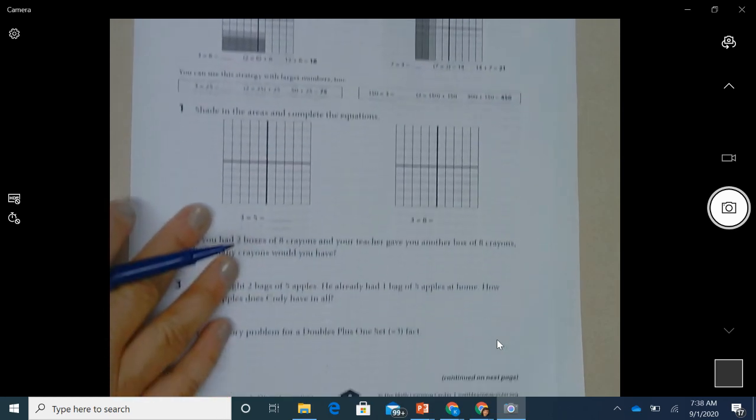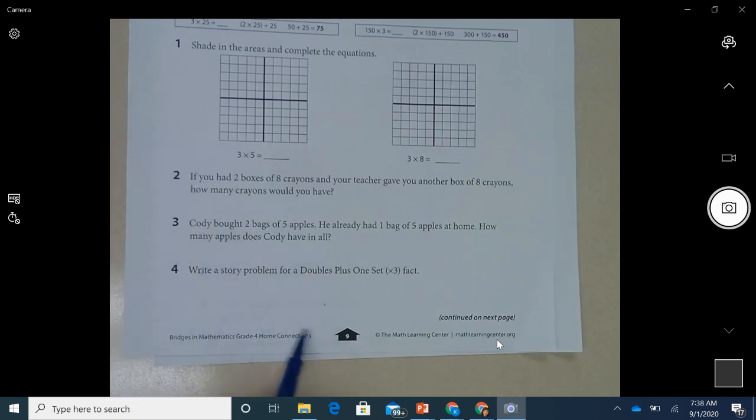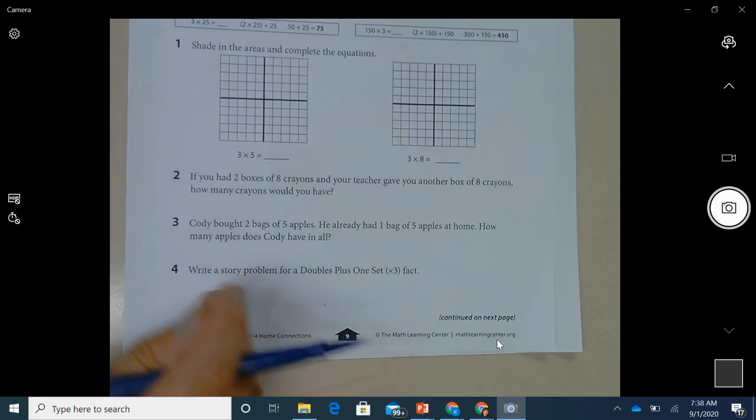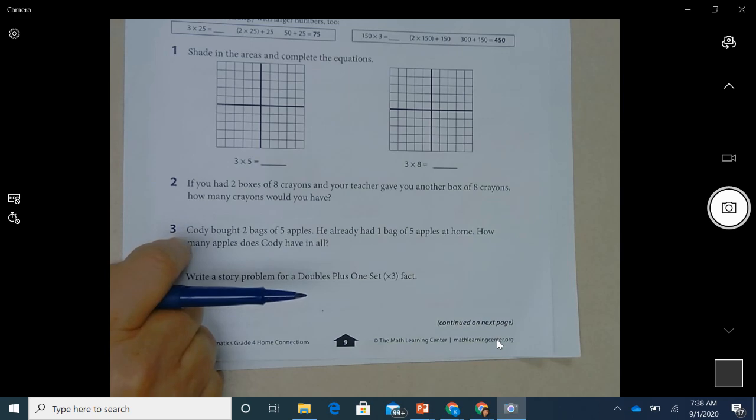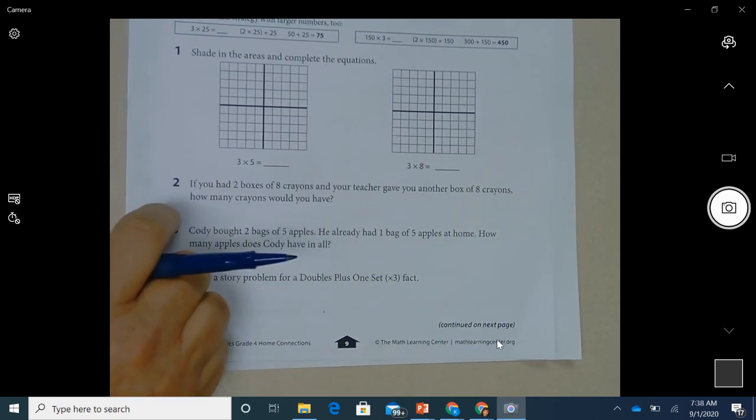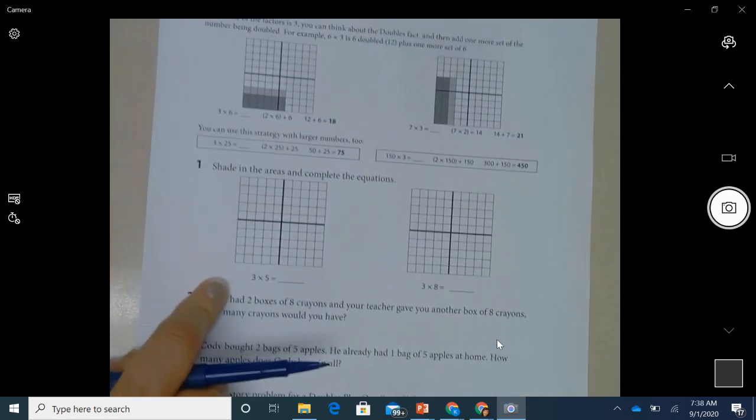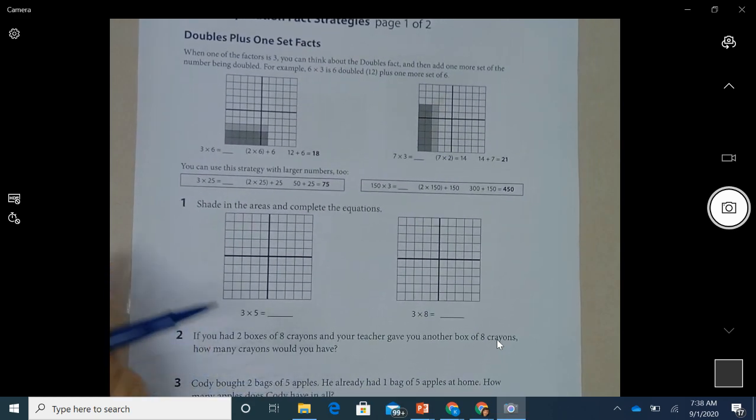This is actually in your homework book, Homework Connections, page 9 and 10. That's the math book that has the green dot on it. So you might want to get that out so you can follow along, fill in the information, and then have it available for you when you're doing your math facts.